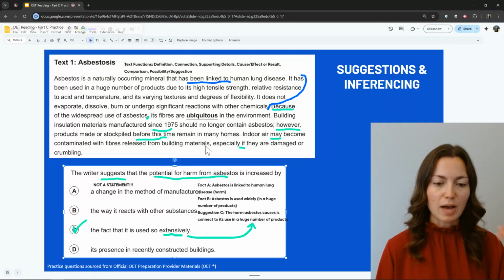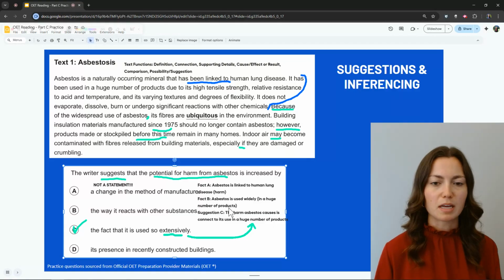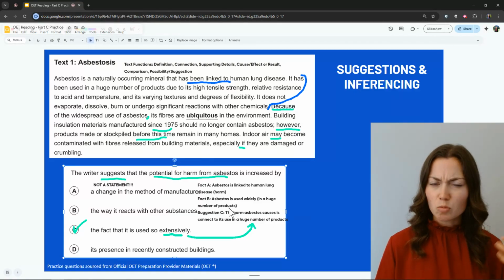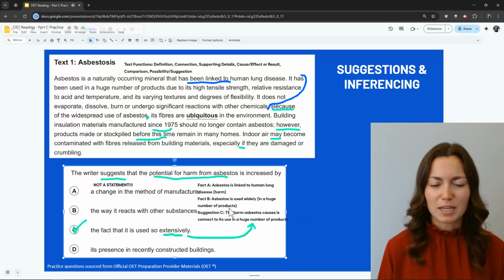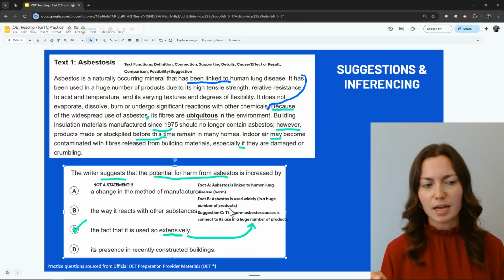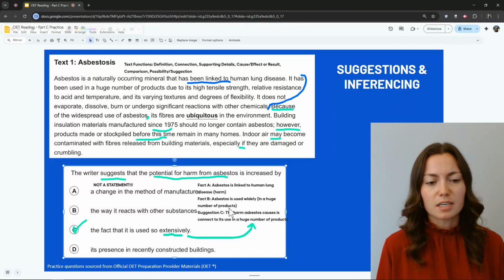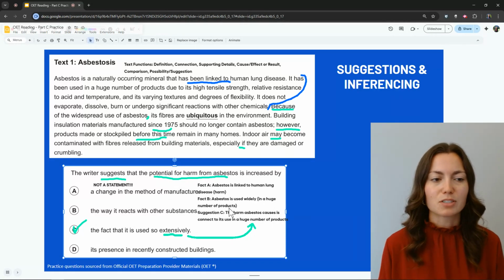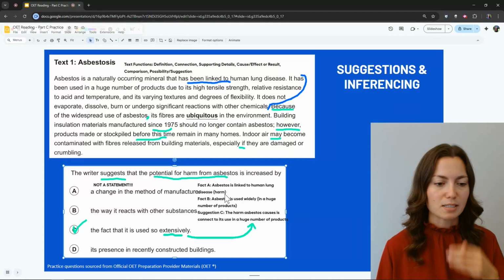Okay, fact A, fact B leads to suggestion C. You take the pieces and you build that. And one of the biggest challenges is time management. It takes a bit of time to find the facts, but the idea here is you're building it faster and faster as you're reading with that practice.